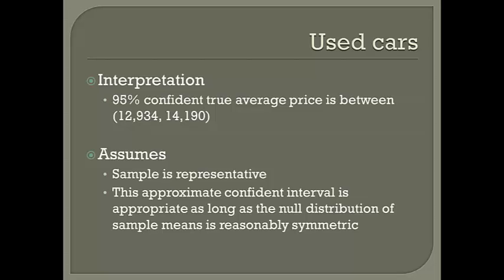This confidence interval and the related interpretation makes 2 big assumptions. First, it assumes that the sample is representative. Second, this approximate confidence interval is valid and appropriate as long as the null distribution of sample means is reasonably symmetric, which we've seen in other examples for this data set that it is.